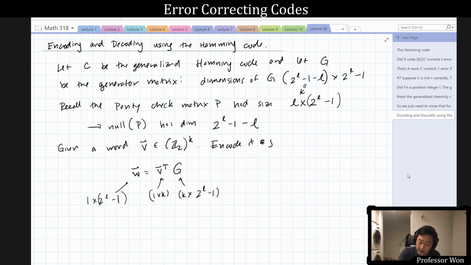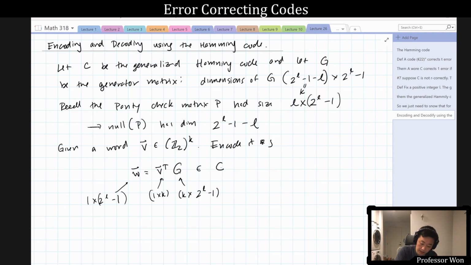And the point is that what this vector does is it takes some linear combination of the rows of G, so it's definitely inside of C. So this is how we get from the message that we want to send to encoding it in the Hamming code.